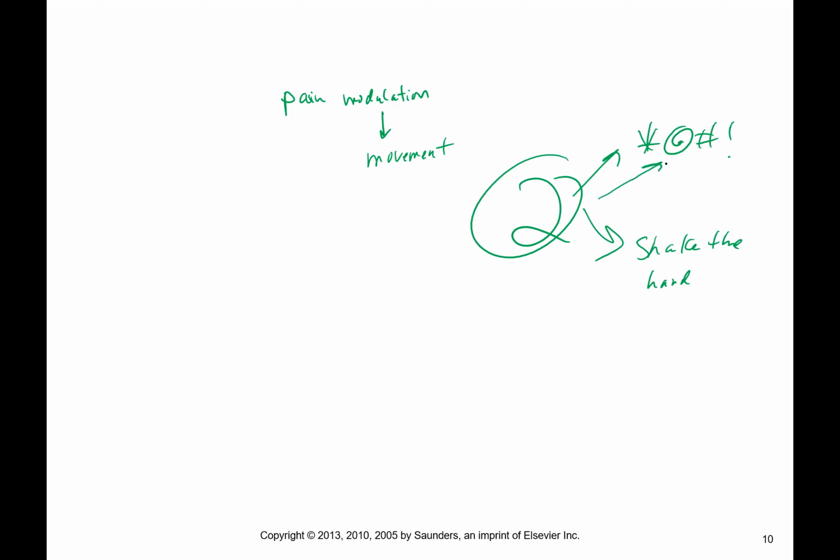Some sort of language comes out when you hit your thumb with a hammer, and they shake their hand at the same time. The reason they're shaking their hand, and they don't know this, is that they're trying to increase movement. When you increase movement, which increases the proprioceptive input, you decrease nociception, which means you decrease the pain transmission. So this is pain modulation, and that's one way our body does it: through movement.